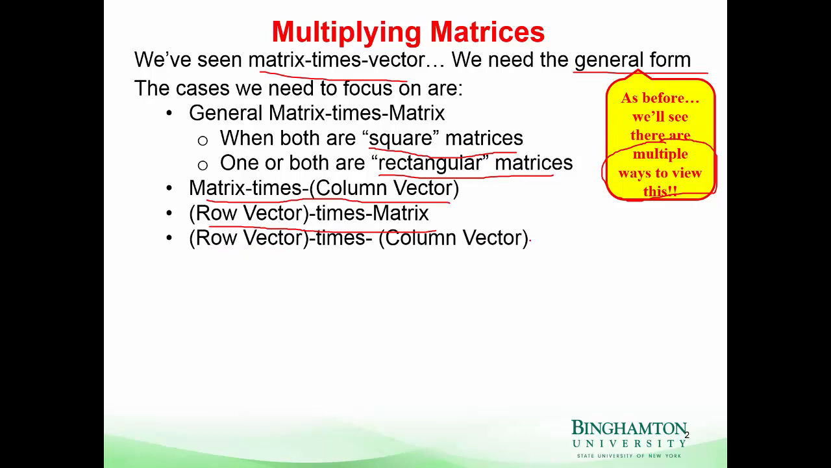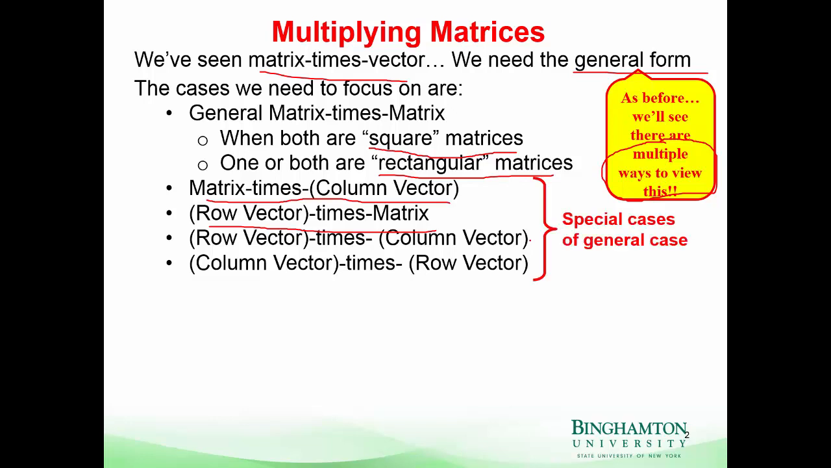Then we have a case where we have a row vector times a column vector, and we could also do a column vector times a row vector. It's very important that we have some idea how to quickly visualize how all of these different cases work, and also be able to recognize cases that will not work. But the reality is that all of these cases are just special cases of the general case.